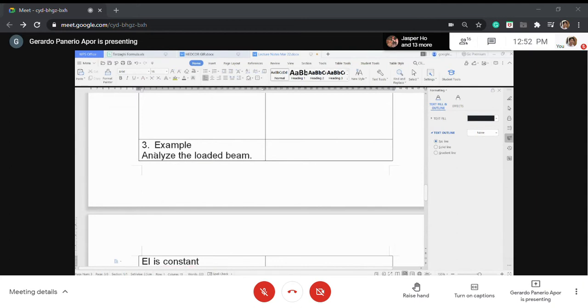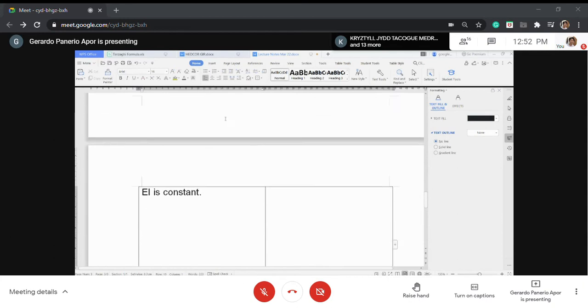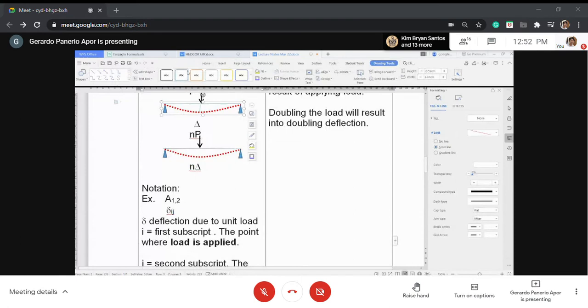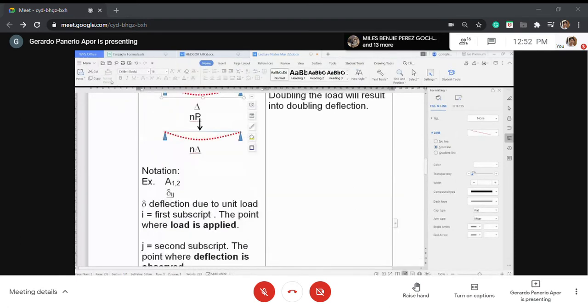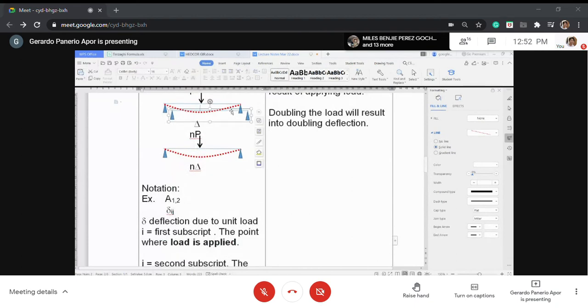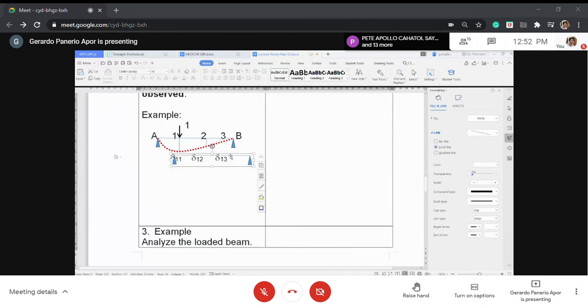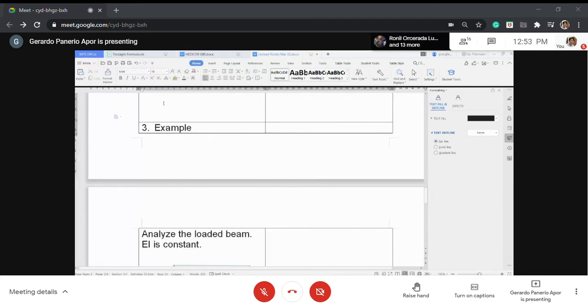Okay, so the beam. Copy, paste. It is easier to copy and paste. Okay.